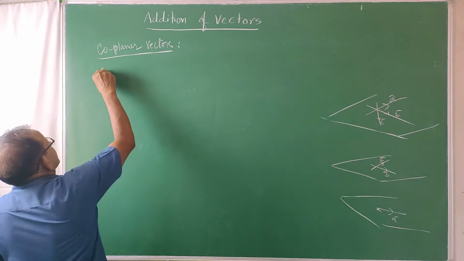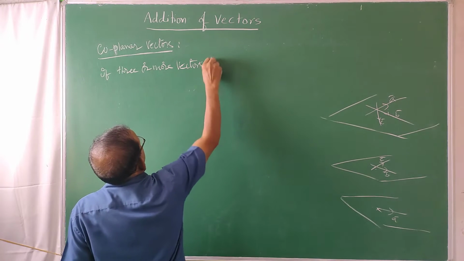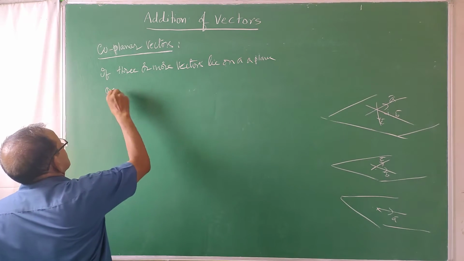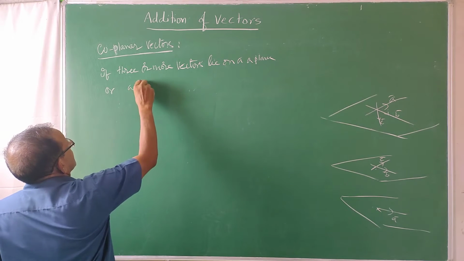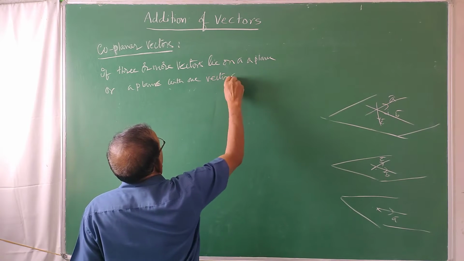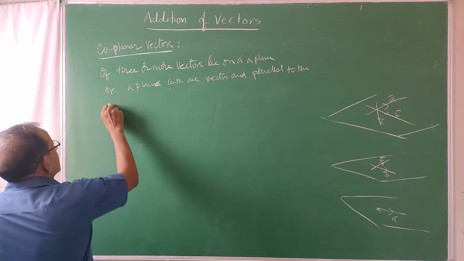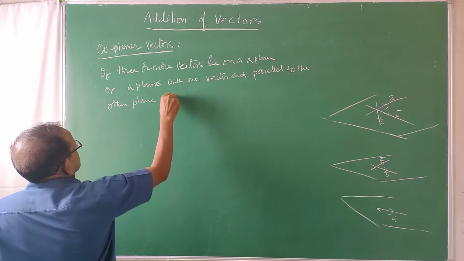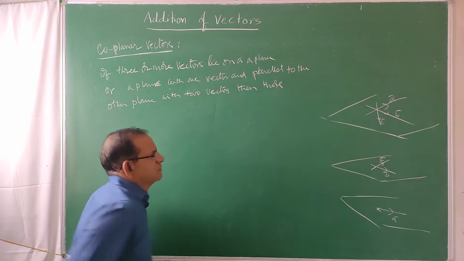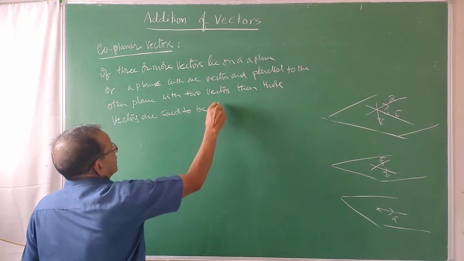Now if three or more vectors lie on a plane, or a plane with one vector and parallel to the other plane with two vectors, then those vectors are said to be coplanar.